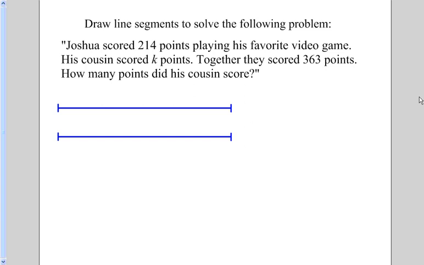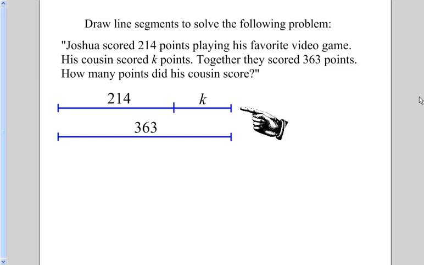Here are two lines. We know that one of the lines is going to equal the total number of points. Together they scored 363 points. And we also know that there are two different people who scored points. So we can divide the line up above, somewhere in between 2/3 and 3/4, because Joshua scored more points than his cousin did. Joshua, 214 points. His cousin scored an unknown number of points. We're going to call it K.